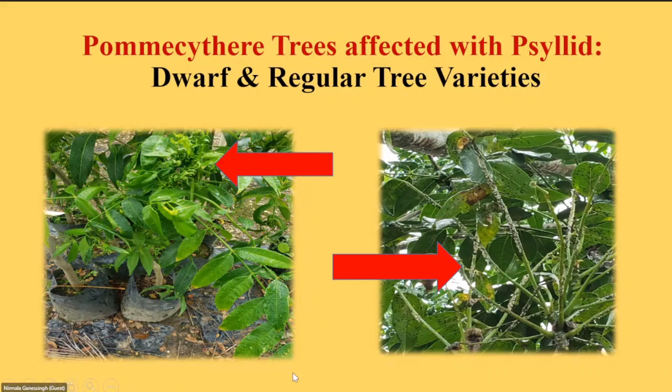This slide shows the psyllid damage to both dwarf and the large regular tree-type varieties of Pommecythere plants. Right, the damage is observed at the tip of the plant or growing points, as shown by the red arrows.